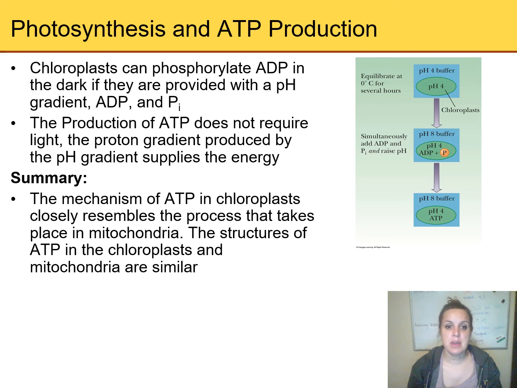So in summary, the mechanism of ATP production in chloroplasts actually closely resembles what's going on in mitochondria. The ATP synthase is very similar, and all the different structures are very similar. And just like mitochondria don't rely on light, the chloroplasts don't necessarily rely on light. They rely on the hydrogen ion gradient that's created. However, that hydrogen ion gradient is created by light.